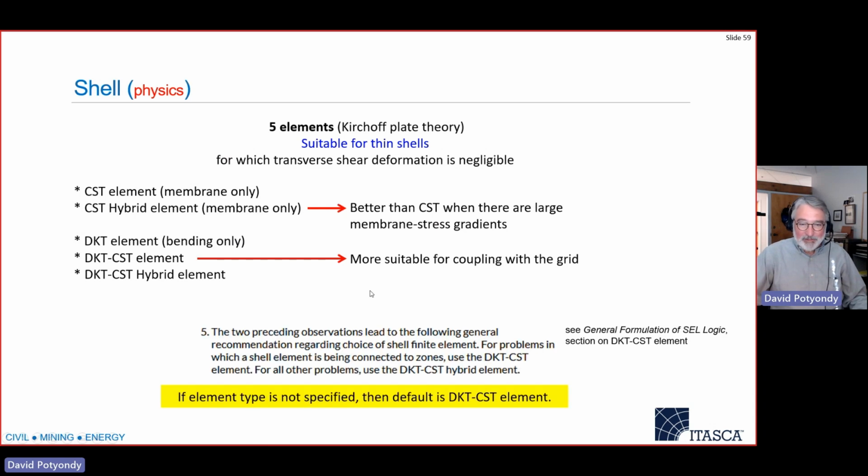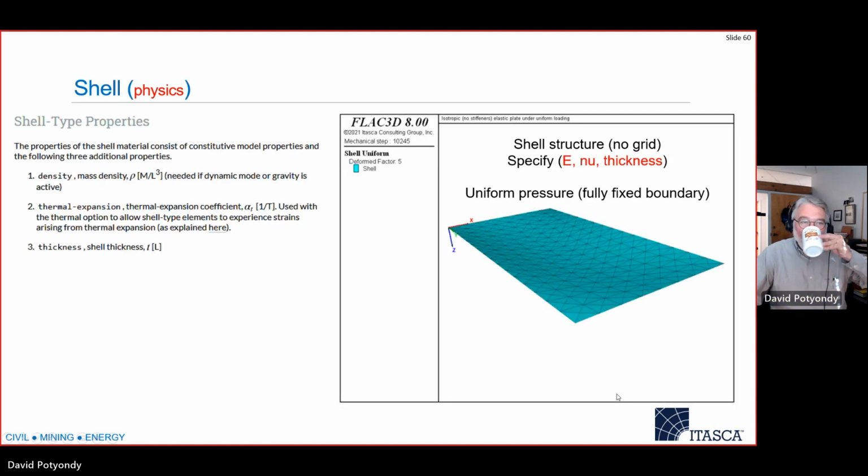And this is an important thing. This is telling you that for problems in which a shell element is connected to the zones, you should use the DKT CST element. For other problems, use the CST hybrid with the DKT. Therefore, the default type is the DKT CST element if you don't give an element type.